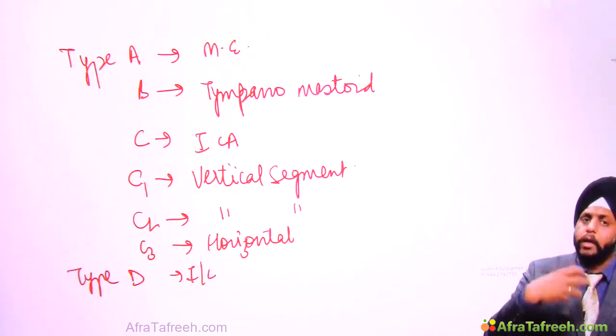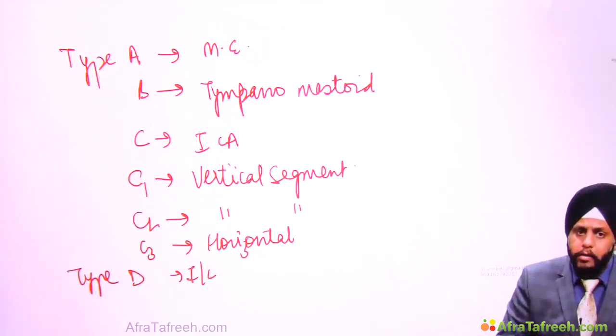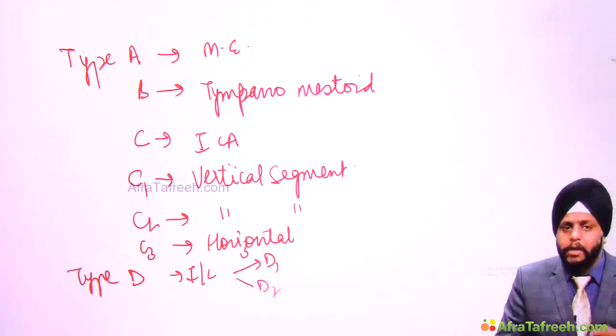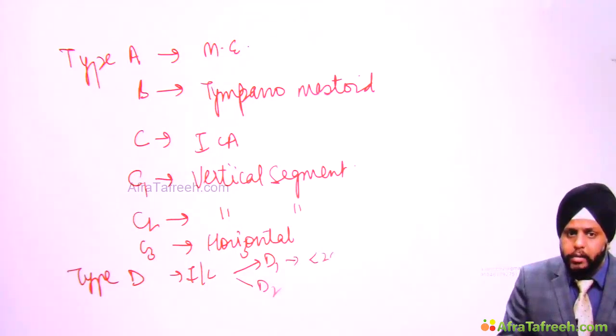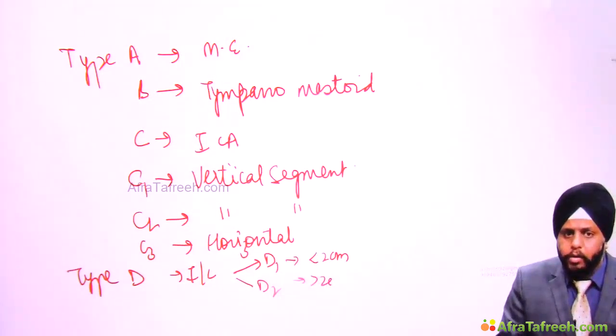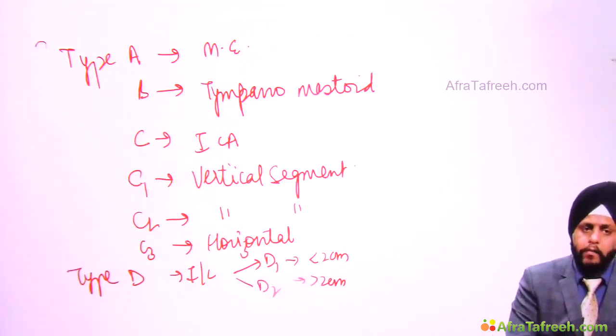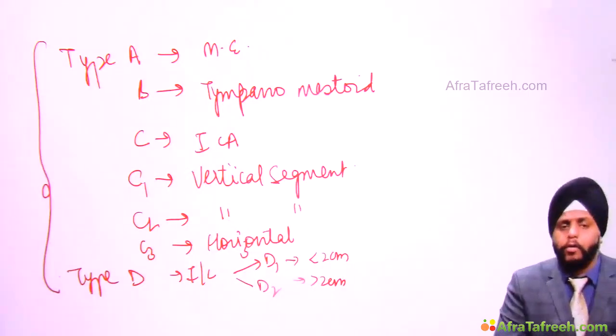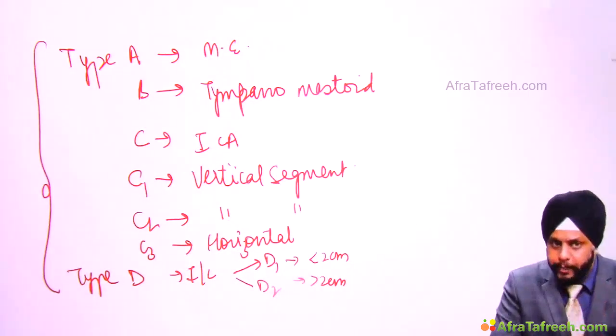So it has gone to the cranial cavity. Now this also you can divide into D1 and D2. Type D1 is less than 2 centimeter spread into the cranial cavity, and D2 is more than 2 centimeter spread into the cranial cavity. So this is the Fisch classification for glomus tympanicum.